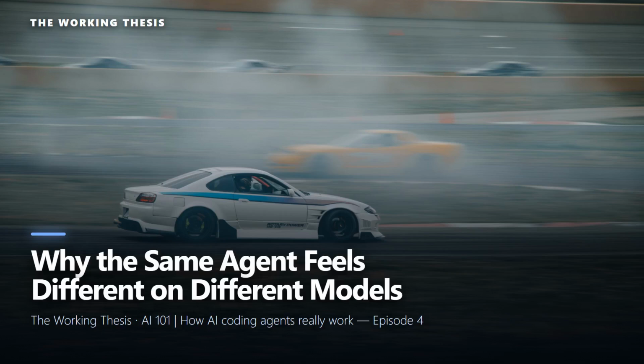I am Maya, and today we are tackling a counterintuitive puzzle. Imagine you switch your coding agent to a model that is technically faster and cheaper per token, but somehow your tasks take longer and cost more. I am Theo. It sounds impossible, right? If the brain is processing words faster, the job should finish faster. But as of 2026, agent economics simply do not work that way.